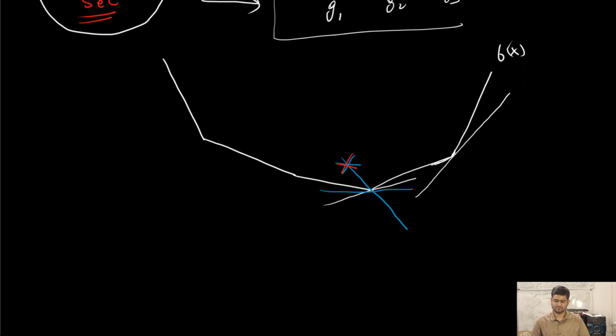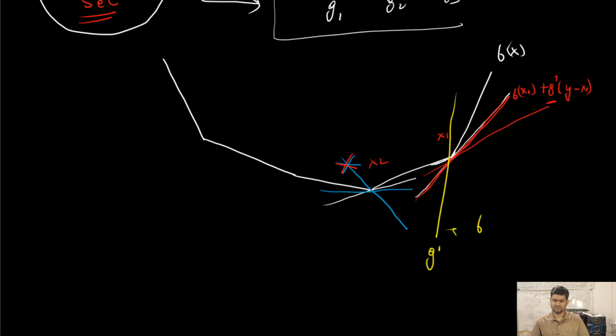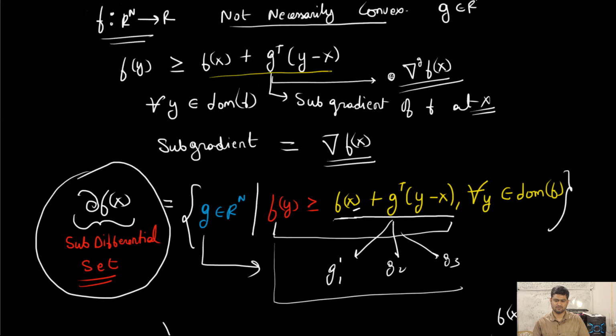Any vector g, let's suppose this point is x1 and this is point x2, such that f of x1 plus g transpose times y minus x1 is a global underestimator of the function f, is a subgradient. So this is one of the subgradients, this is another subgradient, but for any g, let's name it g prime, f of x1 plus g prime transpose times y minus x is not a global underestimator of the function f, and that's why it is not a subgradient. So a subgradient should satisfy this property.